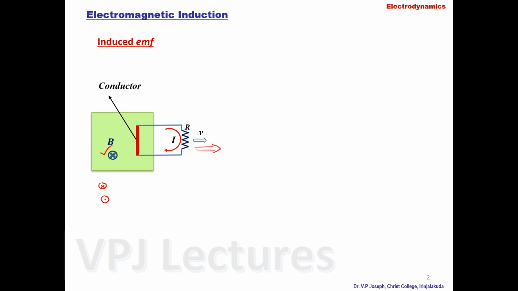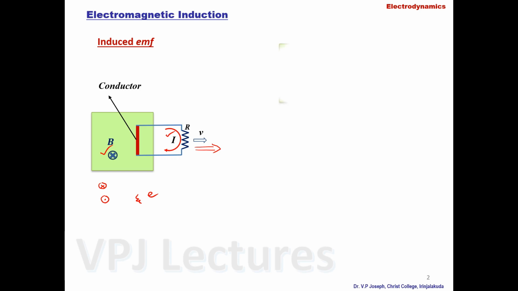Then we can see that an EMF is induced in the closed circuit, and we can see a current I flowing through the circuit. So this is the basic principle of induction, and the induced EMF is usually represented by the script letter E or simply letter E.